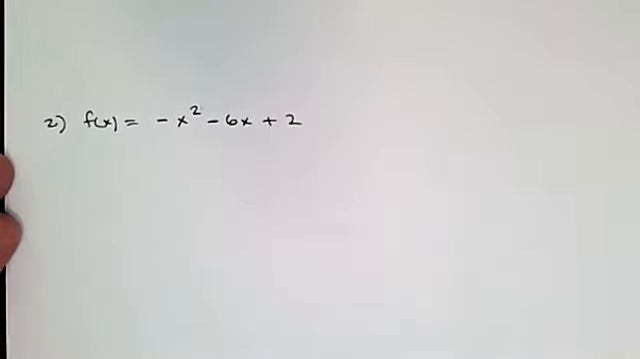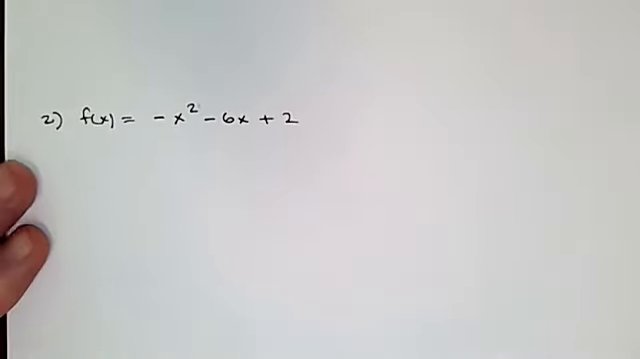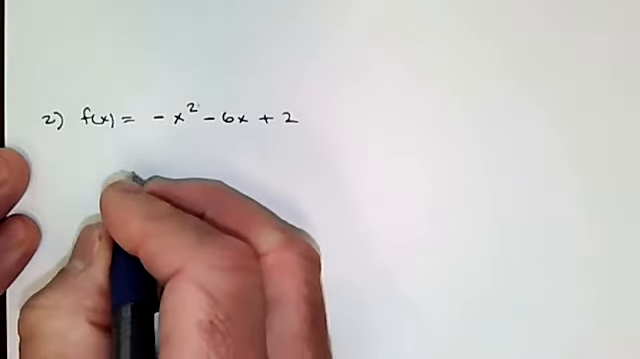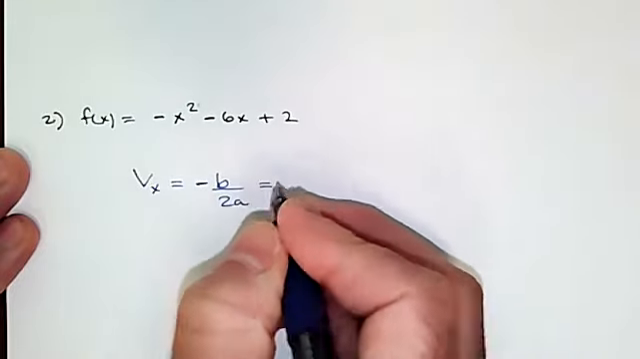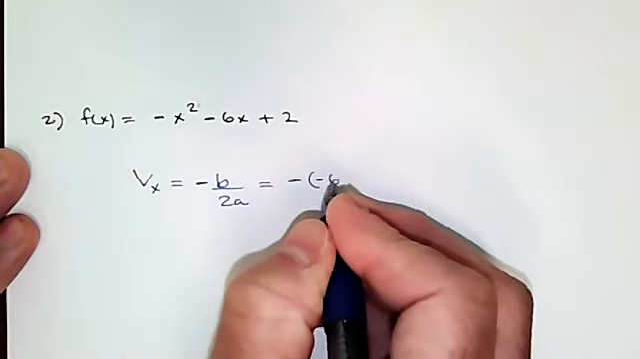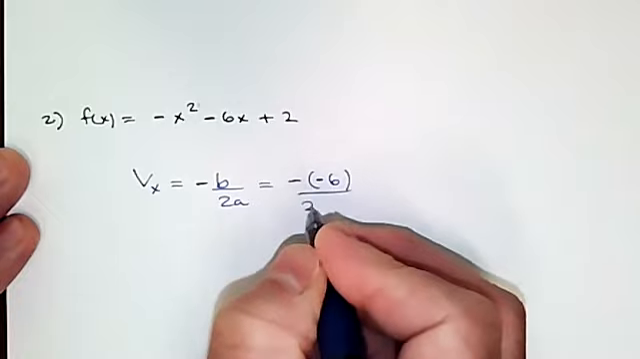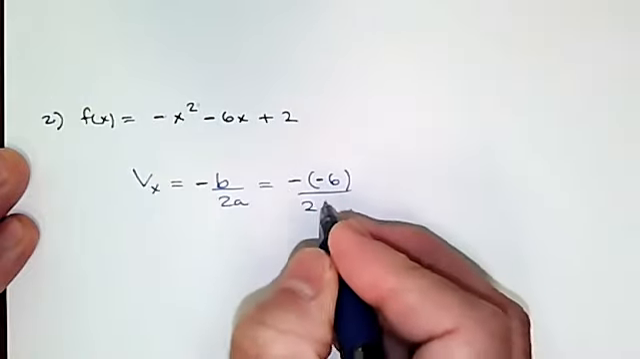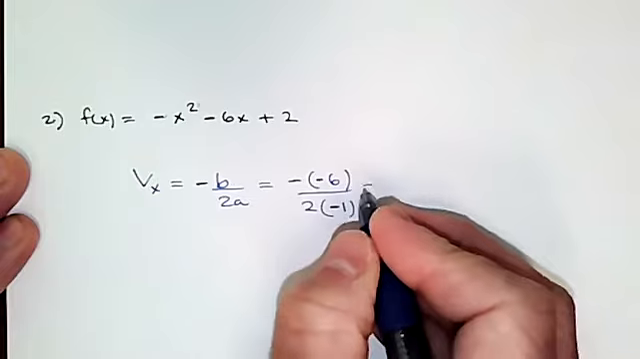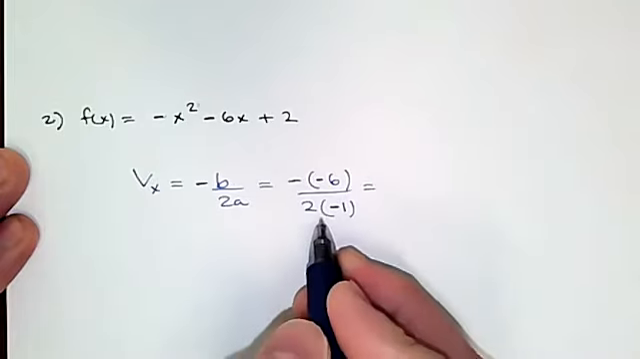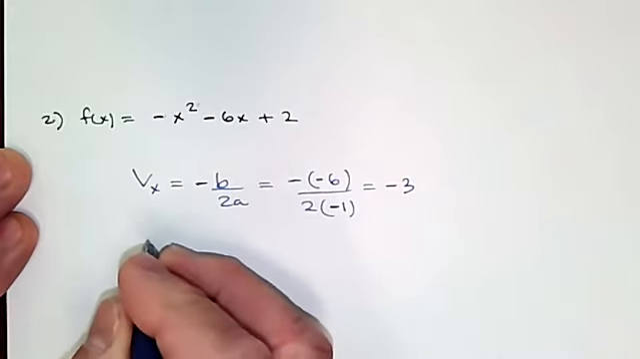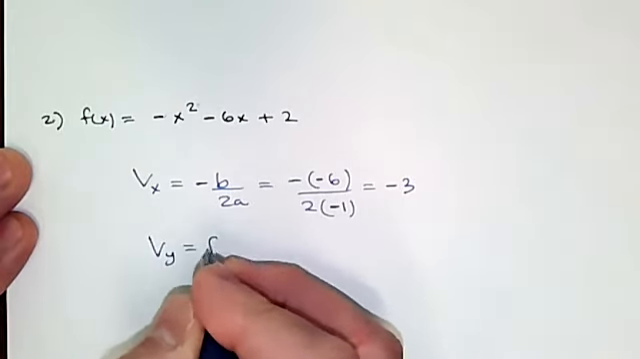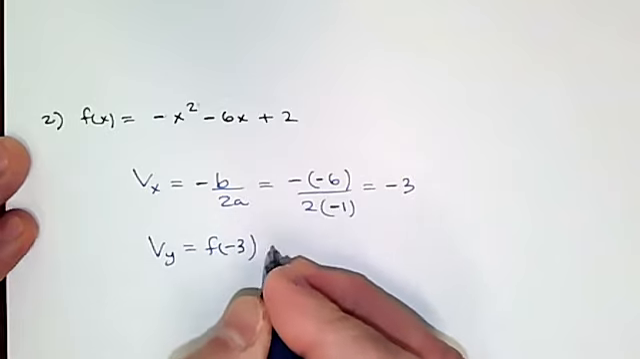One more. Might be good for you to pause the video and try this one. So v sub x is -b over 2a. So I'm going to get the negative of -6 over 2 times my a here. I have to take the negative, would be -1. So that gives me +6 over -2, which gives me -3. And then plug that in to find my y value.